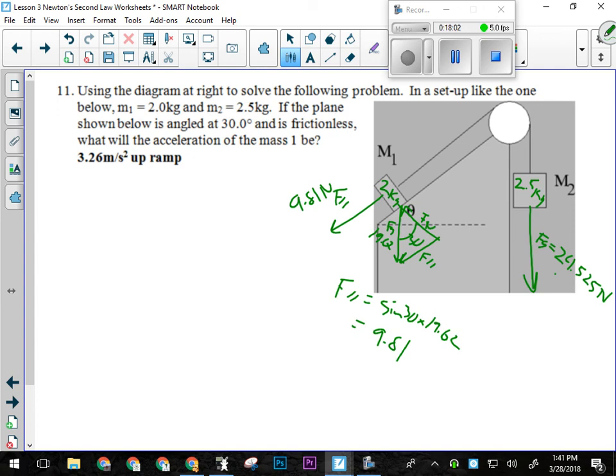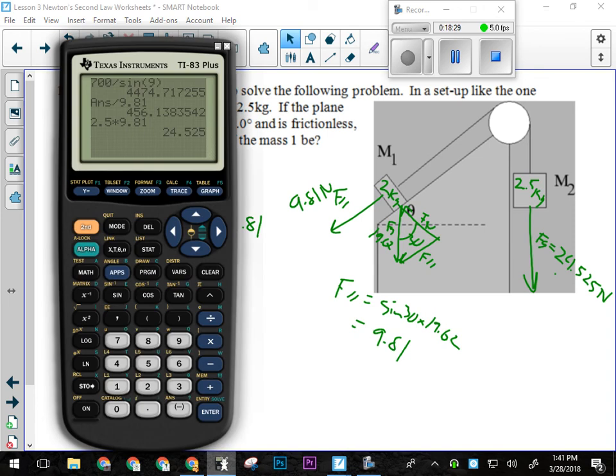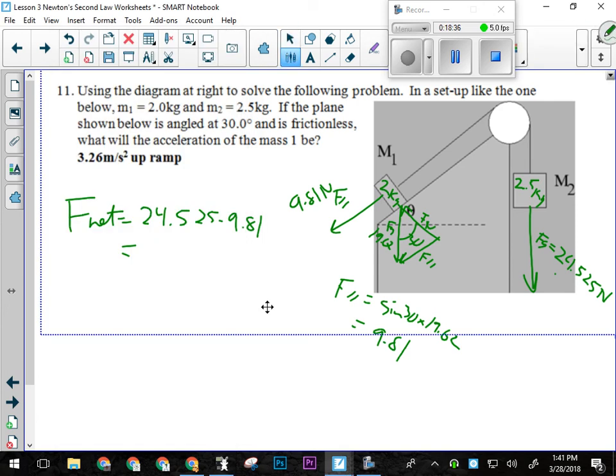Now I've got to look at this as a system. I have all the forces calculated, so now I need to calculate the net force. The net force acting on this system is 24.525 minus 9.81, because it's one force going one way and one force opposing it in the other direction. When I subtract those, I get that the net force is 14.715 newtons.